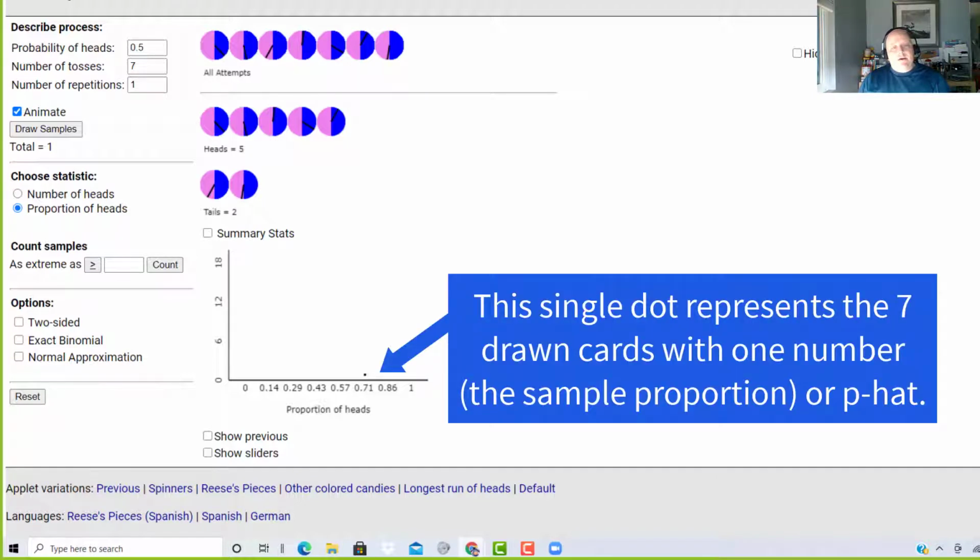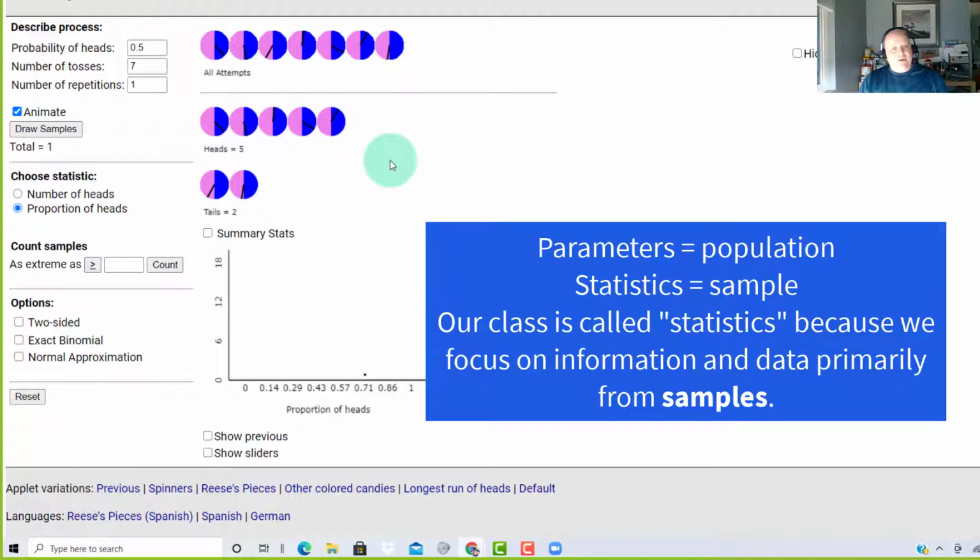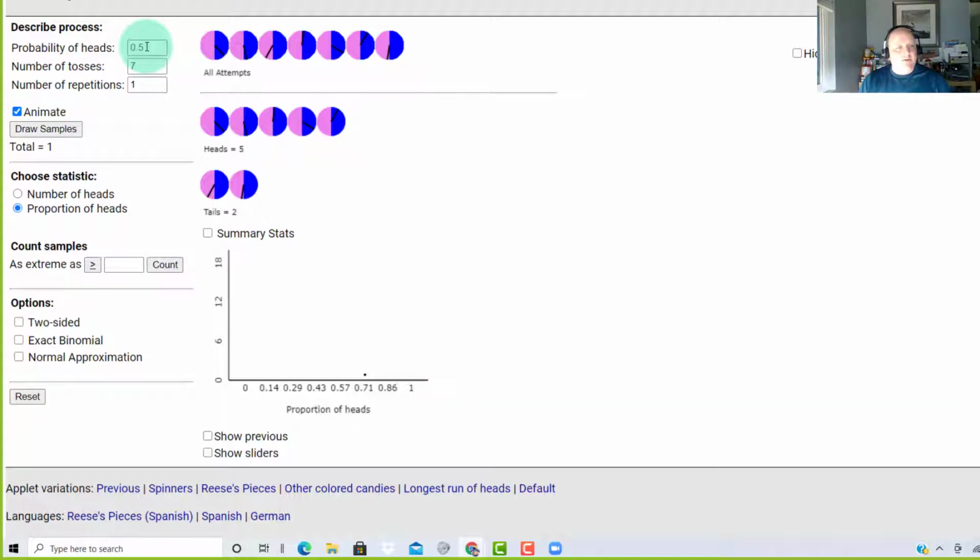Now remember, this sample has multiple data points. However, when we turn that into a single number to represent the sample, we call that number a statistic. So statistics relate to our sample, parameters relate to the population. So up here on top where it says probability of heads, that would be a population proportion, also known as a population parameter. Okay, so that was one sample.